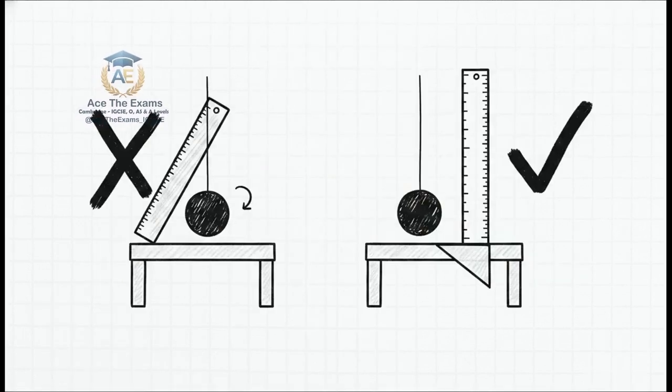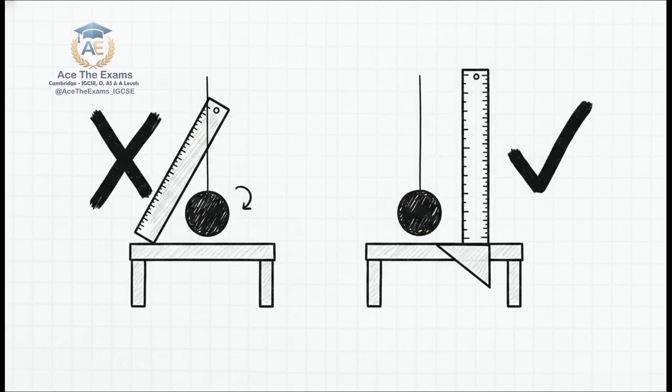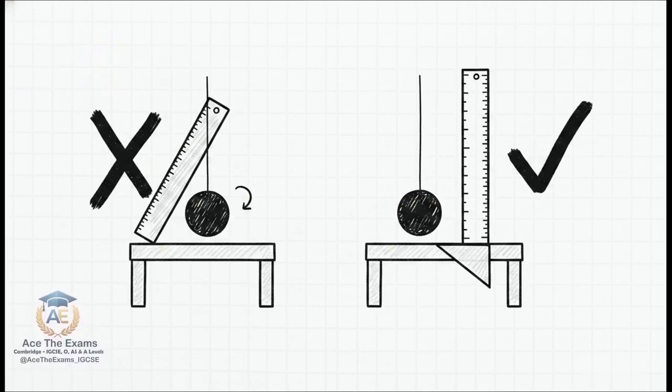The text specifically flags this. You need to explicitly state that you would use a set square. Why? Because a ruler on its own can easily be tilted, which means you'd be measuring the hypotenuse, not the true vertical change in height. Writing down that you'd use a set square proves to the examiner that you truly understand the physical constraints of aiming for absolute accuracy in a real lab environment.